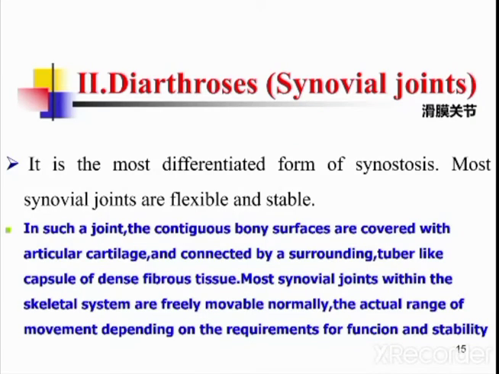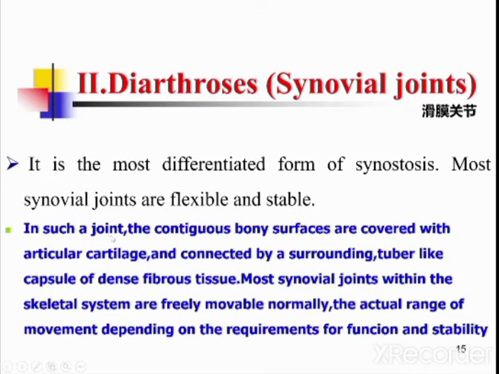The synovial joints are connections between skeletal components where the elements involved are separated by a narrow articular cavity. We also call it diarthrosis. It is the most differentiated form of synostosis. Most synovial joints are flexible and stable.